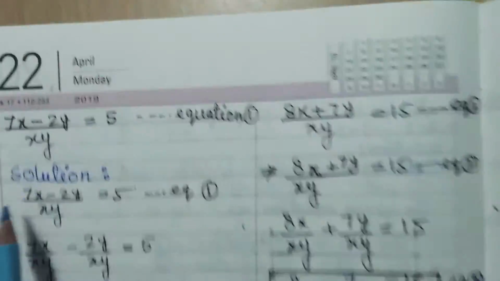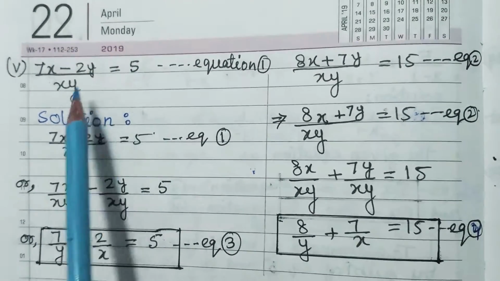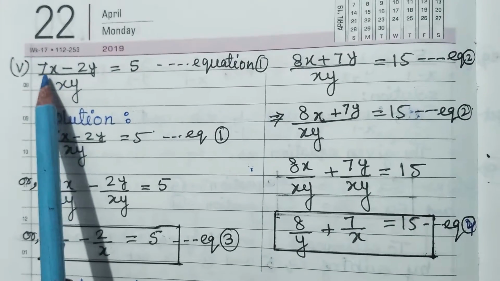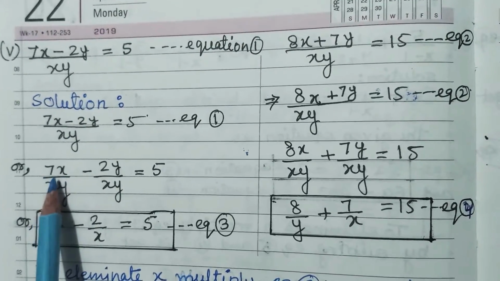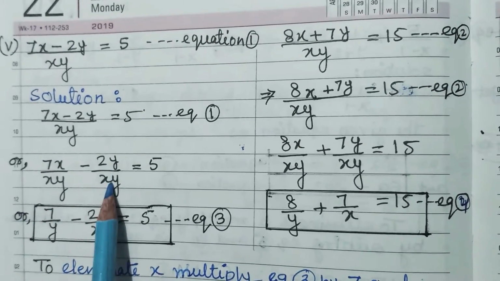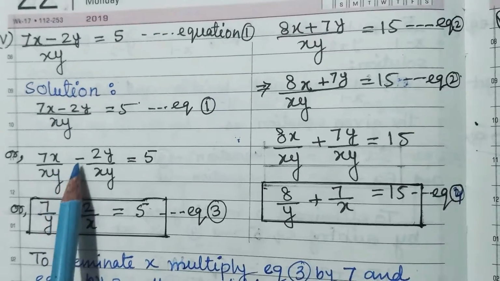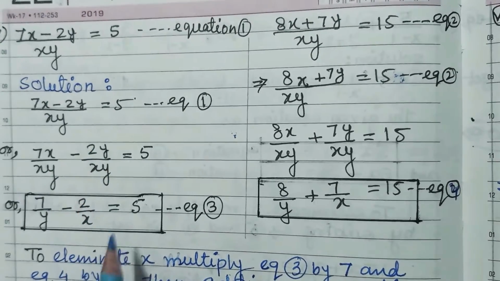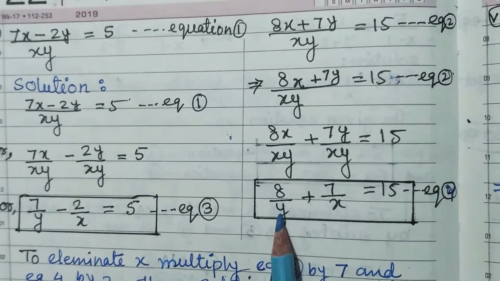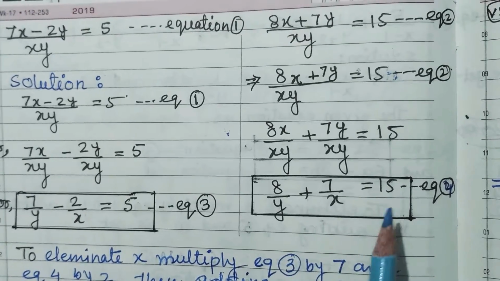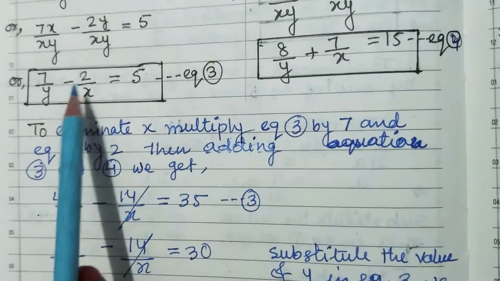Next question, question number five, is this. Now you can divide by xy: 7x upon xy minus 2y upon xy. So we can change this equation into the form of 7x upon xy minus 2y upon xy is equal to 5. And it is coming, x cancels, 7 upon y minus 2 upon x is equal to 5. One equation. And this one also will change as 8 upon y plus 7 upon x is equal to 15. Now again, similarly we can solve, we can eliminate.